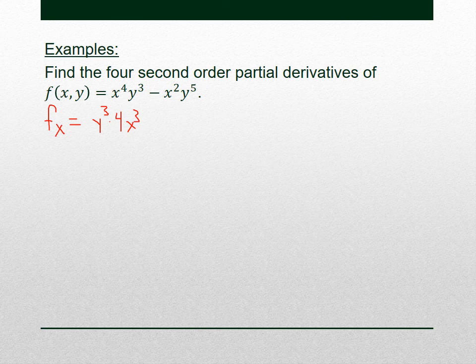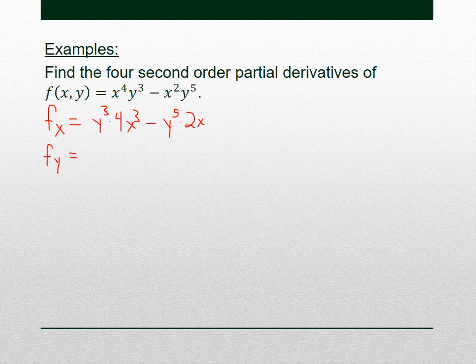So find the 4 second order partial derivatives. So step 1, just like before, is going to be to find the first order partial derivatives. All right, so x to the 4 times y cubed, partial with respect to x. So we treat y cubed as a constant, so that hangs out. Then we take the derivative of x to the 4, so that's 4x cubed. And there's that first term.